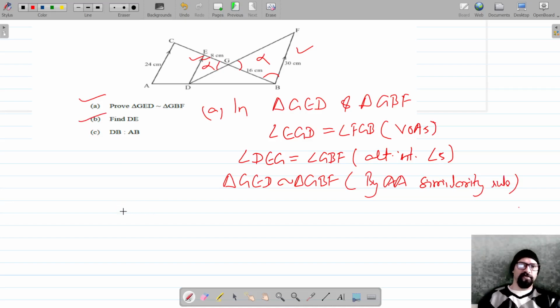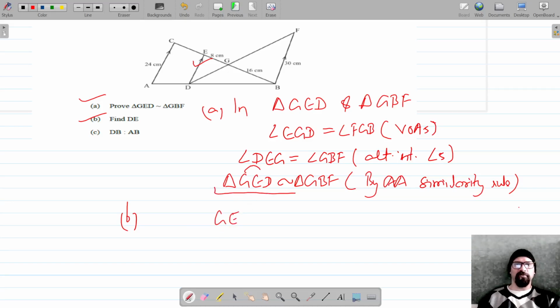Okay, now let's find BE. Second part, we have to find BE. So where is BE? This is BE, this distance. So this is D. Now these triangles are similar, that means their corresponding sides should be in proportion. So GE by GB is equal to DE by BF.